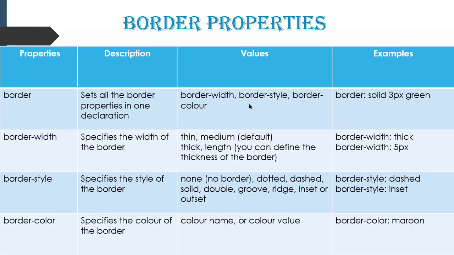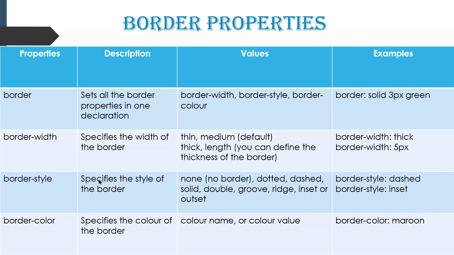Students, there are some border properties used in HTML5. First one is the border. It sets all the border properties in one declaration, such as border width, border style, border color. You have to give the values of border width, that is in the form of pixels, border style and border color. Border width specifies the width of the border. It could be thin, medium, thick, or you can define the length of the border in pixels.